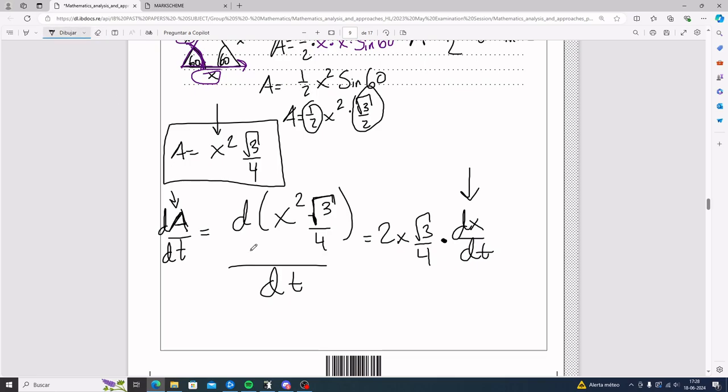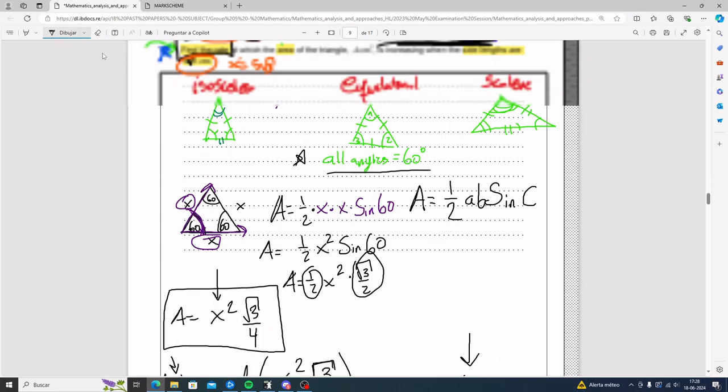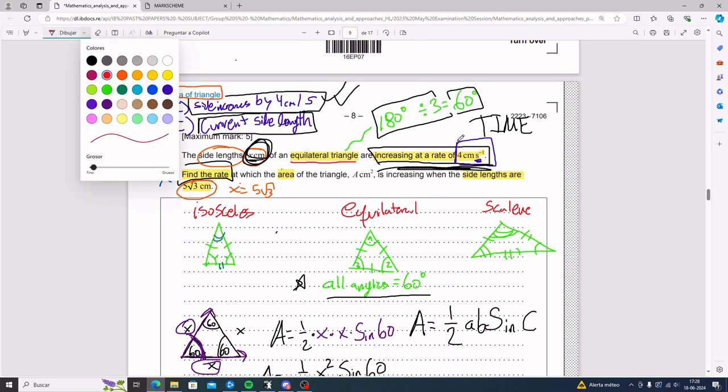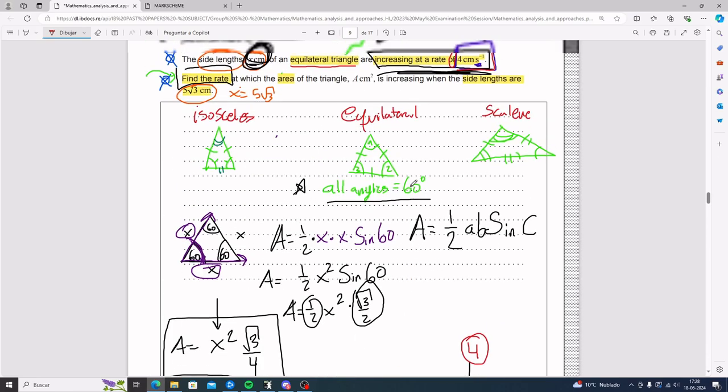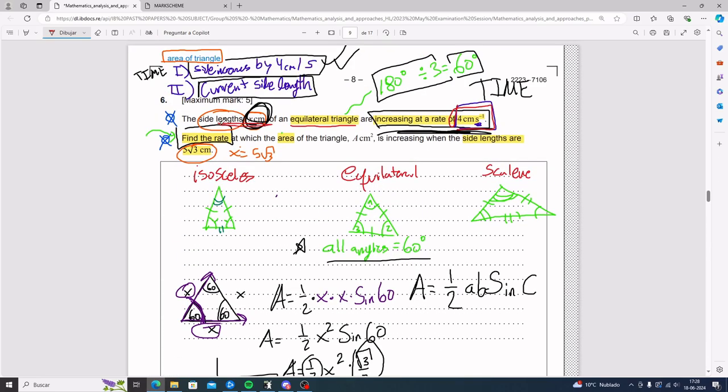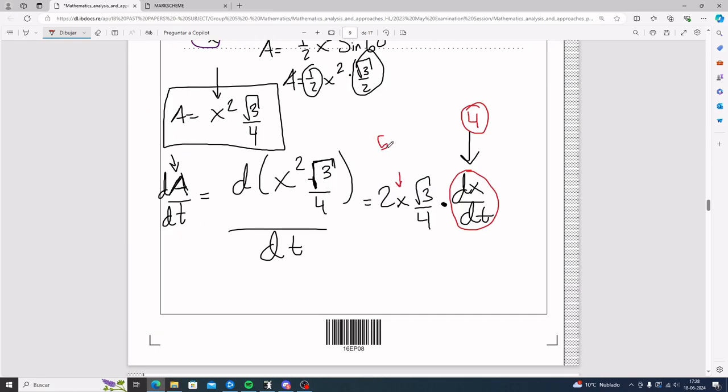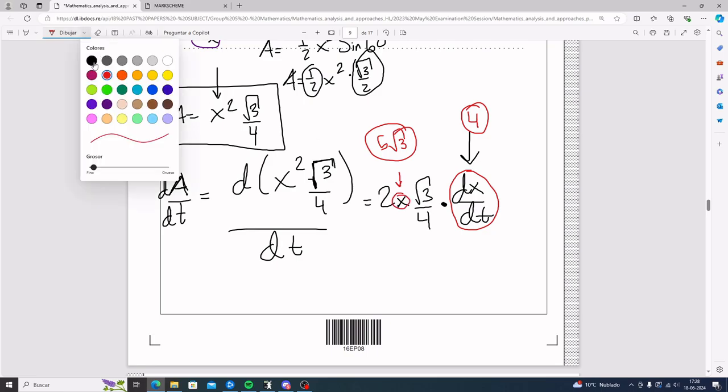Now, how much is x increasing per second, per time? It's increasing 4. So technically you can plug in 4 right there. And also, what is x? Well, x is a side length, right? And they tell us to find the rate at which the area of the triangle is changing when the side length is 5 square root 3. So this is what you plug in for 5 square root 3 right here. See? So you go ahead and do all of that.